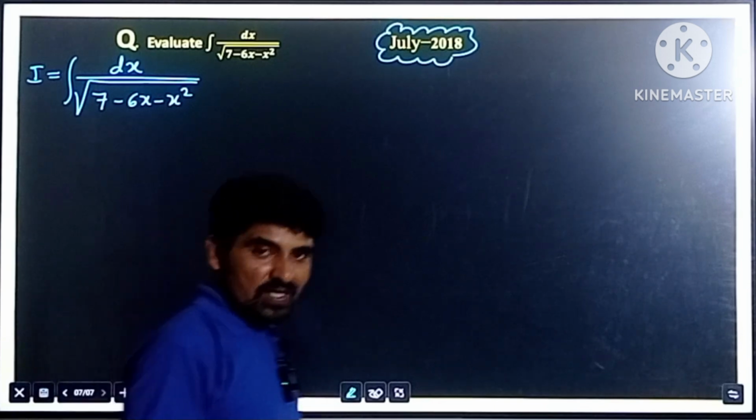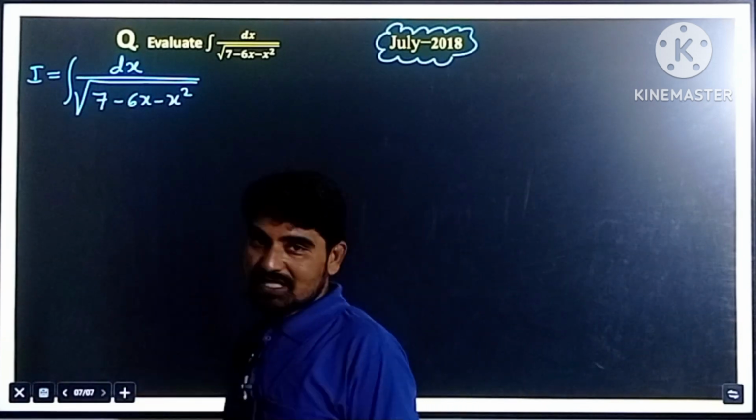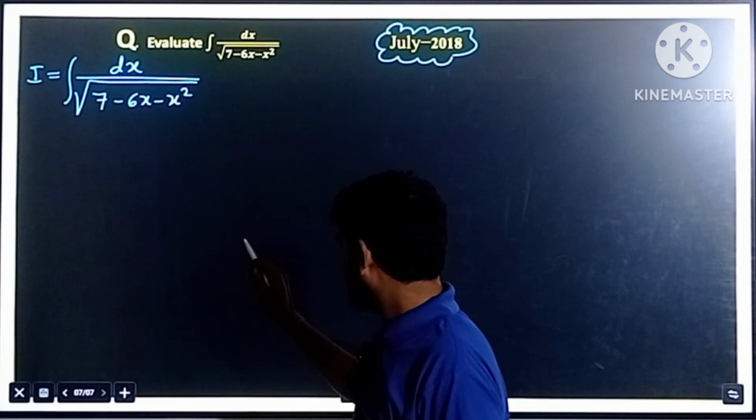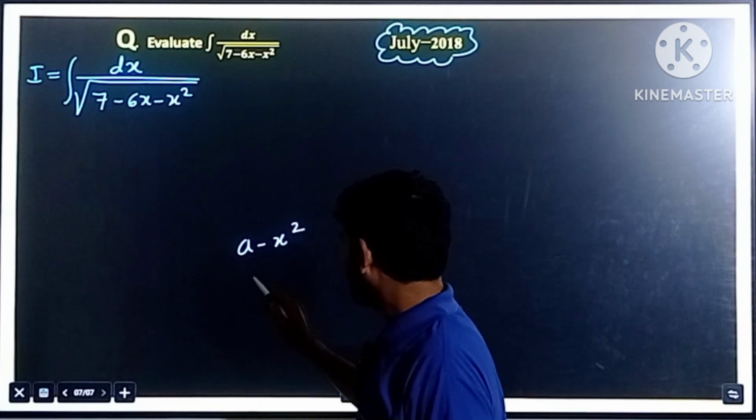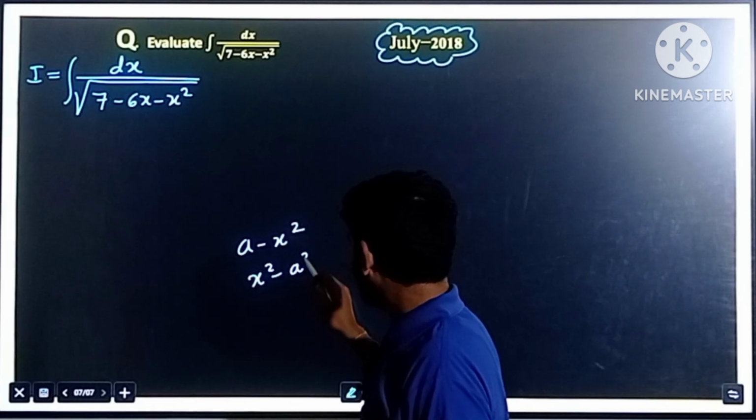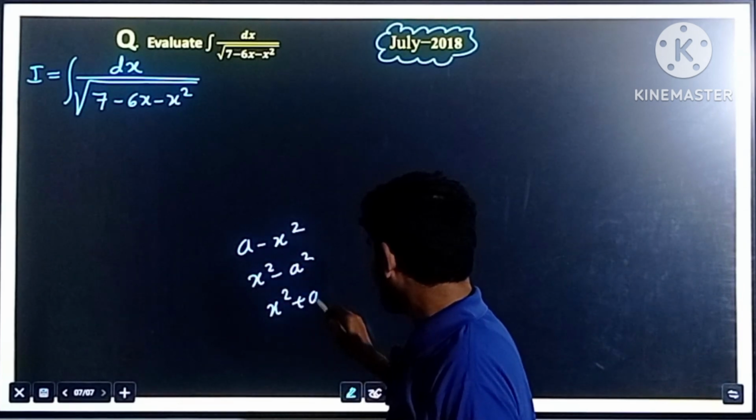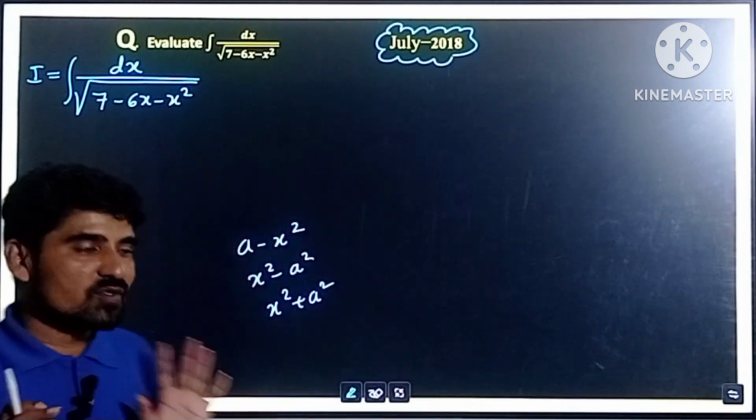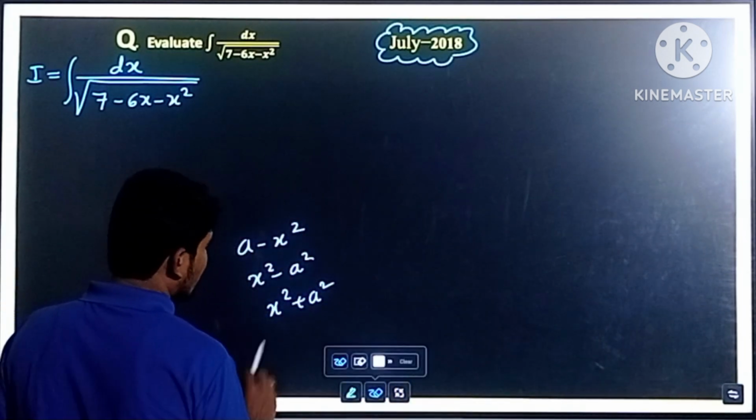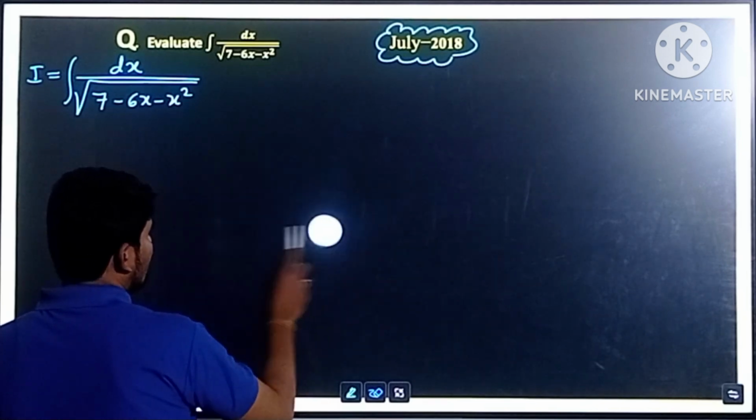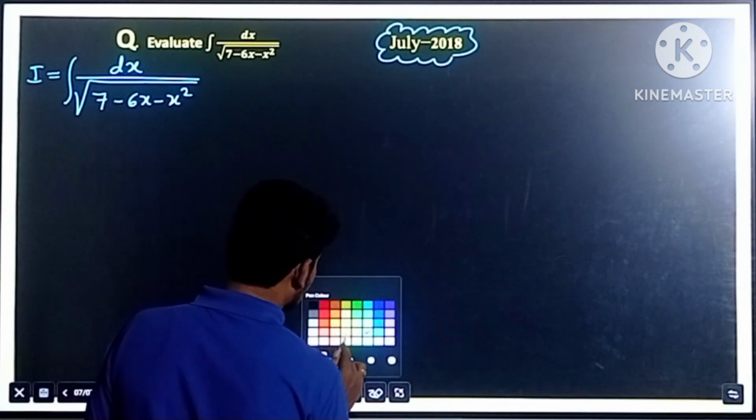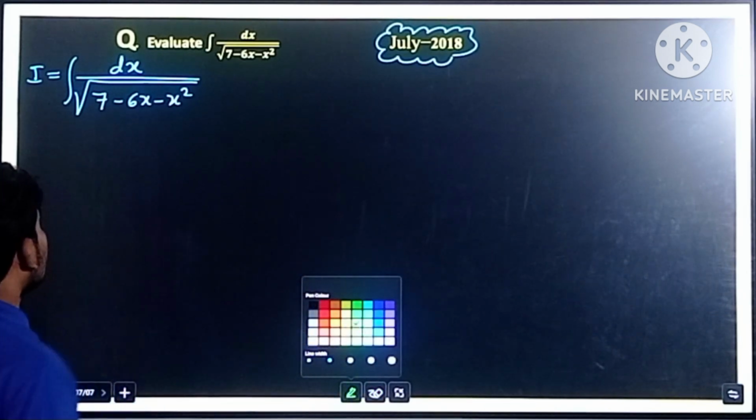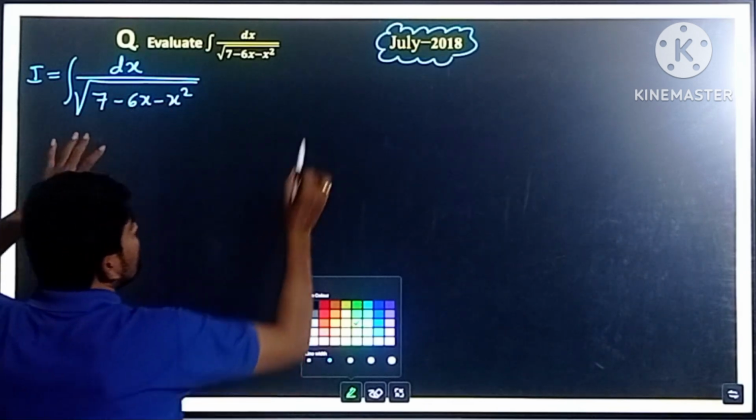So first we need to convert this quadratic expression to which form? Either in a square minus x square, or in x square minus a square, or in x square plus a square. To convert it, we use again the completing the square method. See here. Now I am going to use the completing the square method.